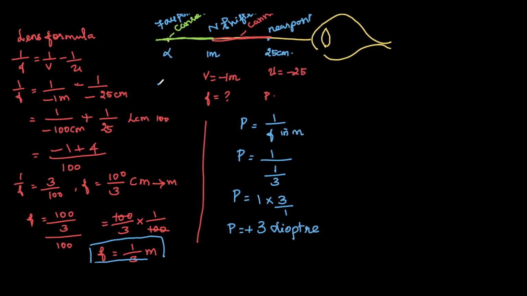So we have a positive value. Since we have a positive value, we have to use a convex lens to correct the hypermetropic person. So a convex lens of plus 3 diopter is to be used to correct hypermetropia.